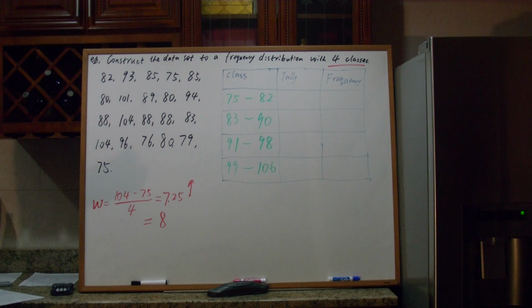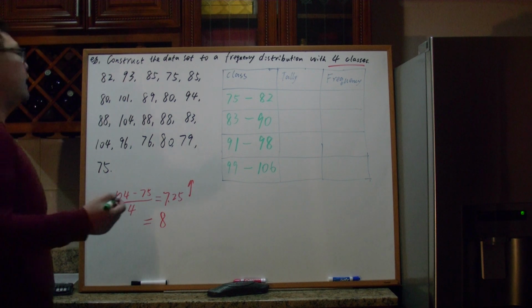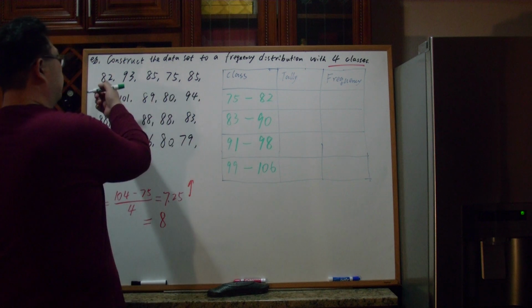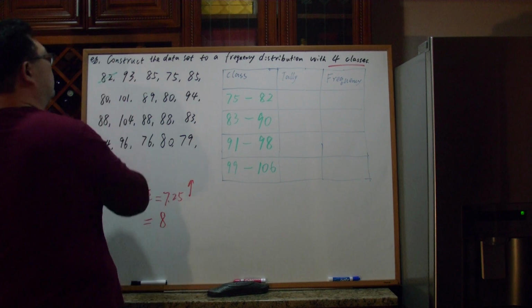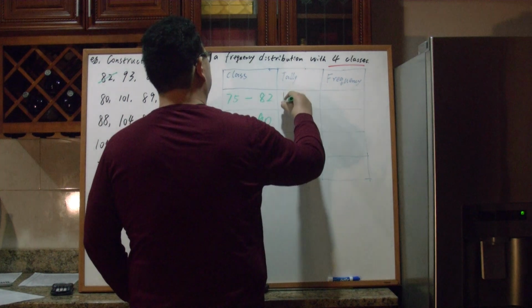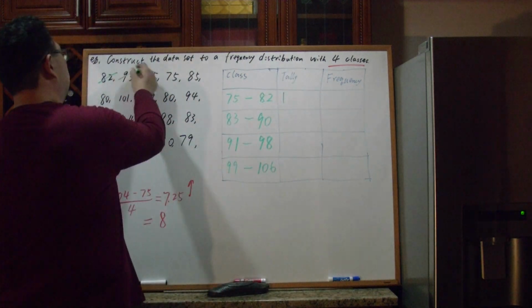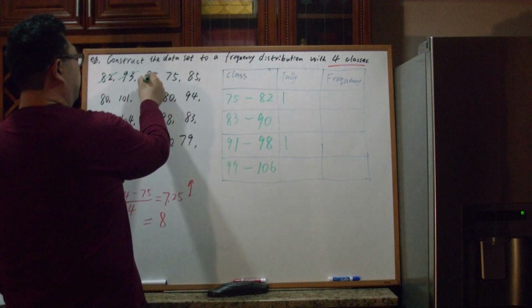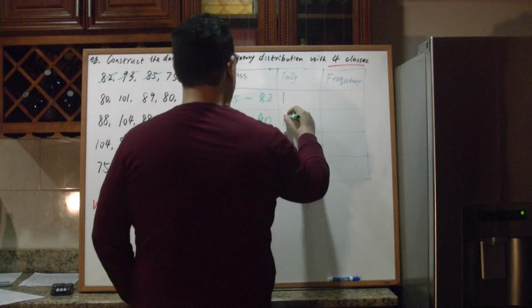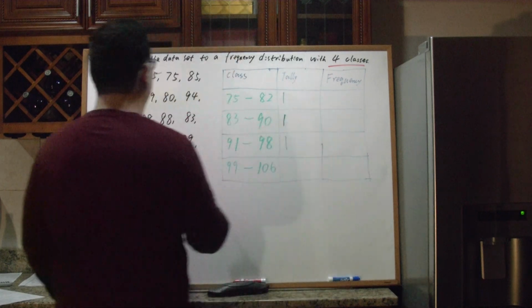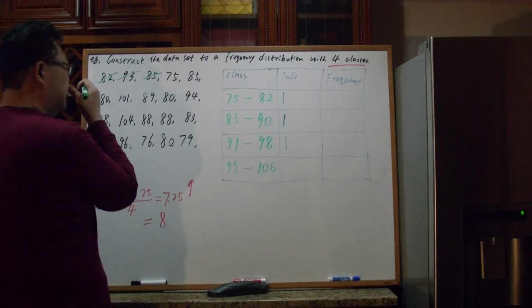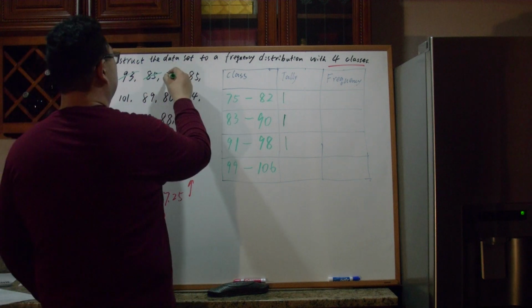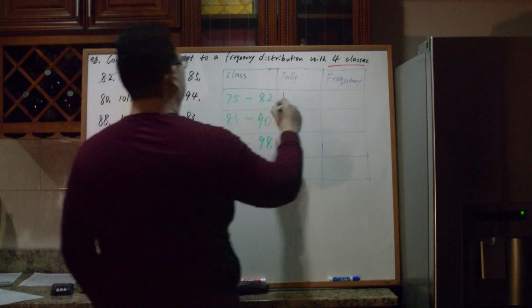So what we do is we tally, where we go forward through the data once, and we find out which class each data value belongs to. For example, we have 82, which belongs to our first class. 93 here belongs to our third class. And 85 is the second class, and so on. We go through all the data once, so that everything is counted and nothing is missed.